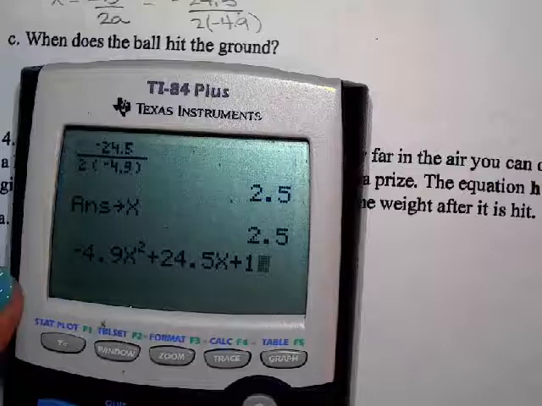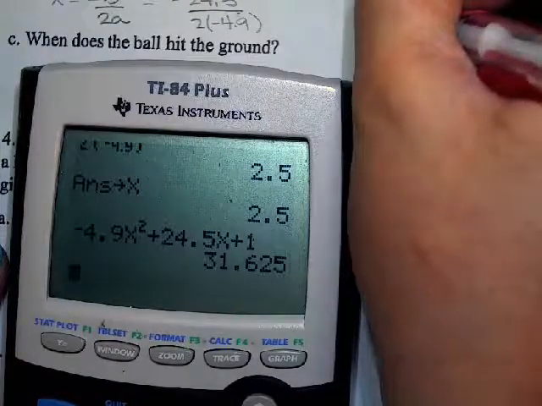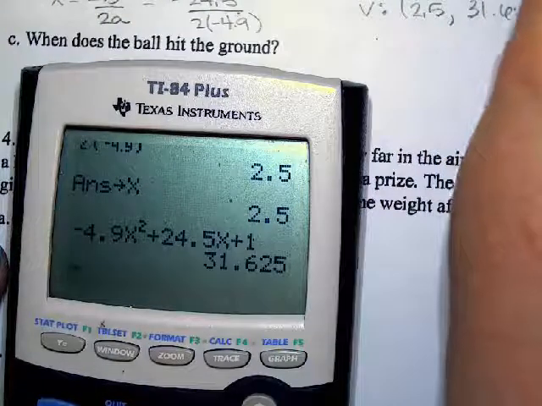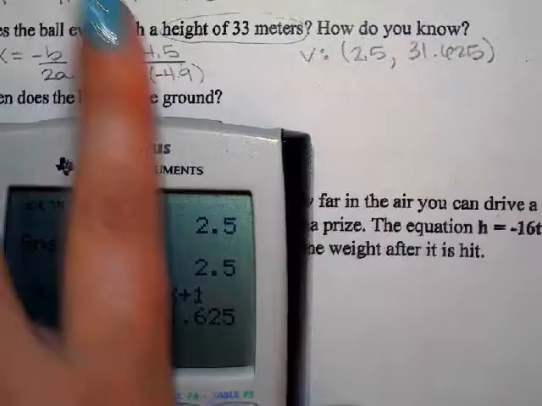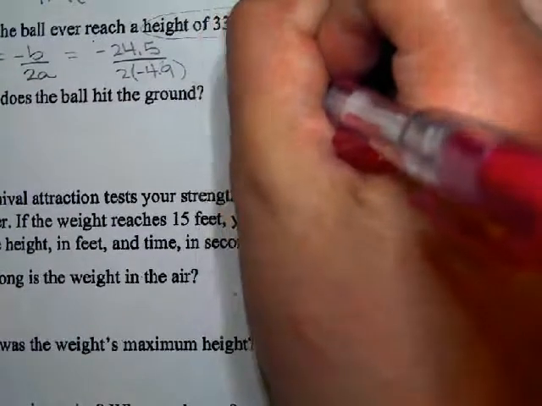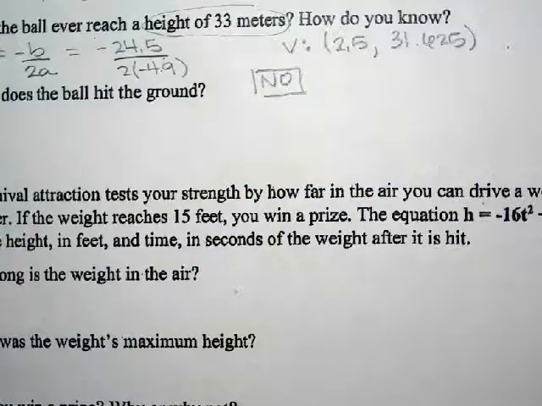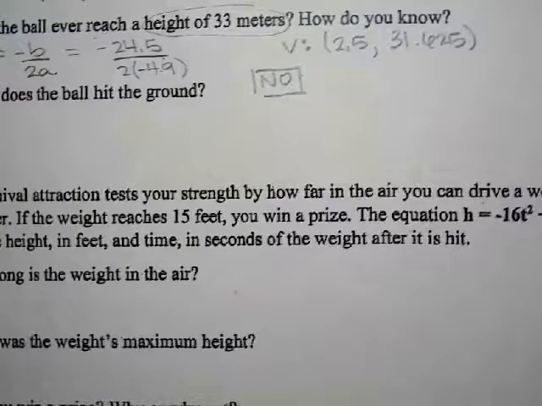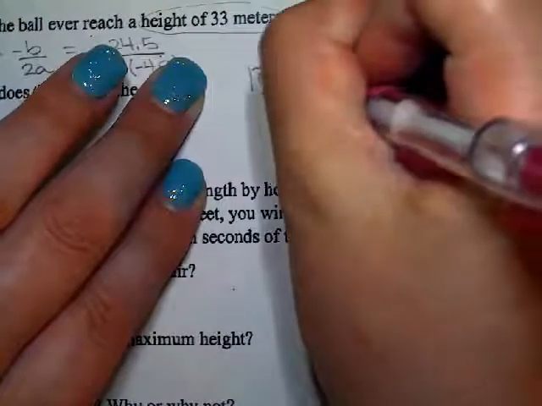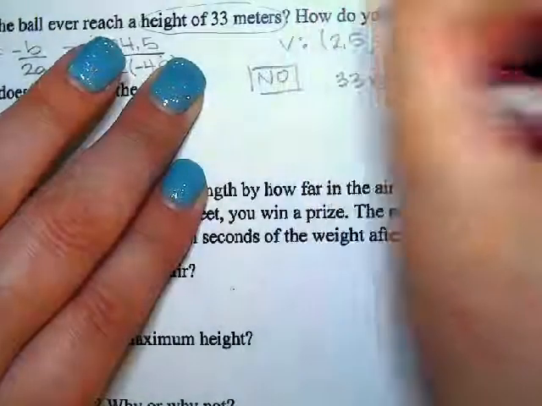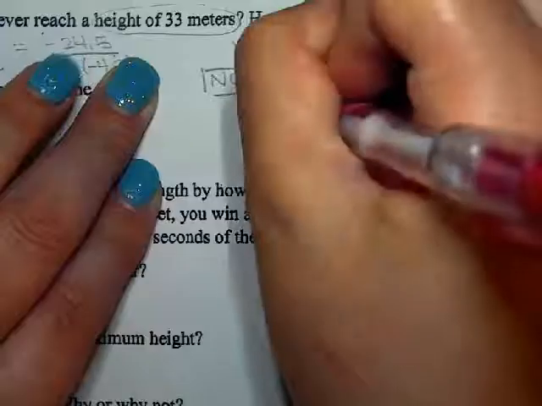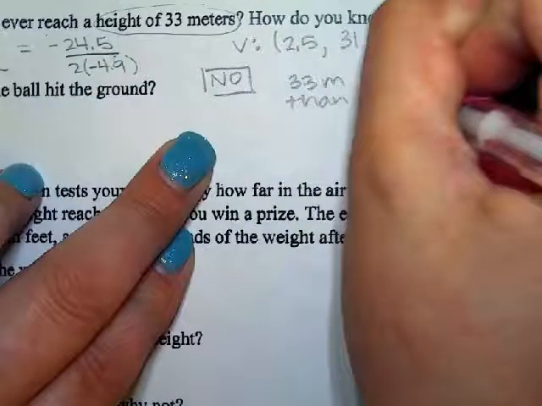No. No. It would be close to it, but not exactly. And how do you know? Yeah, that's higher than the max height. So no, 33 meters is higher than the max height of 31.625 meters. Okay.